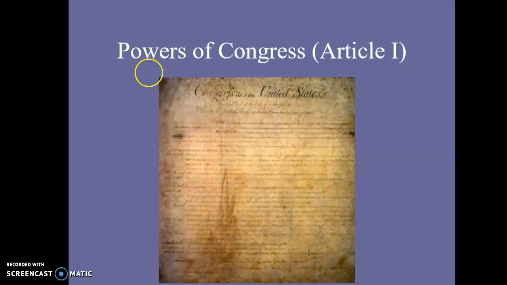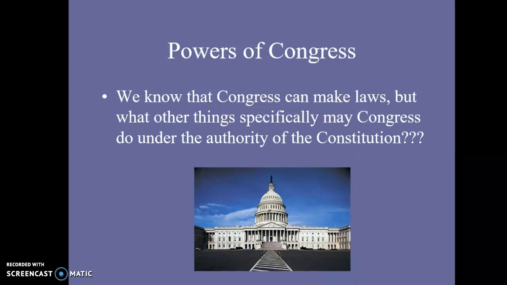The powers of Congress reside within Article 1 of our Constitution. The powers of the presidency, which is what we also call the executive, are in Article 2. And the powers of the judiciary, which is what we call our Supreme Court in the context of the United States, are in Article 3.